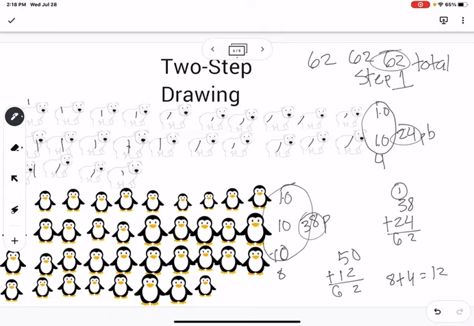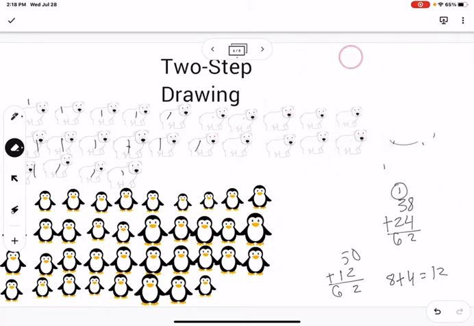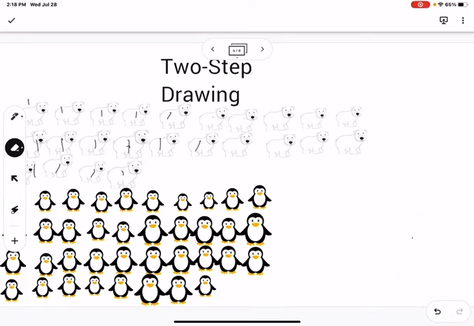Okay, so I'm going to do a little bit of erasing so that we can do our step 2. Oh, I probably should rewrite that, so that we could do step 2. Okay, so our answer for step 1 was 62.